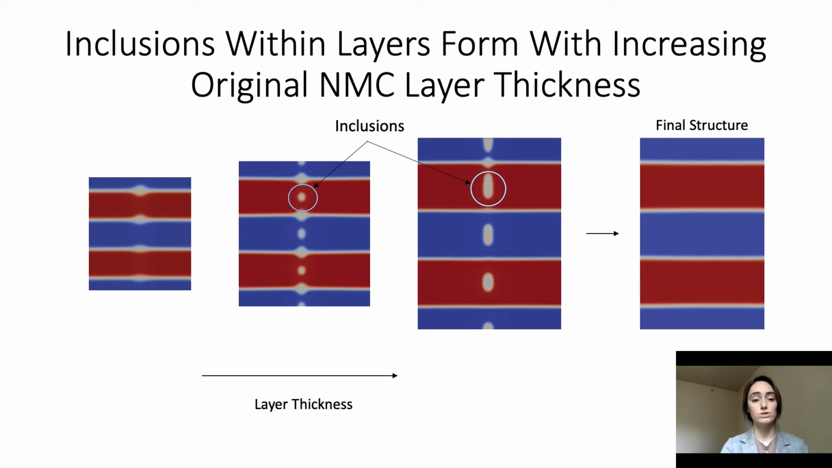This is a desirable result, as the hope is to be able to join NMCs and obtain a final structure close to that of pure nanolayered metal composites.